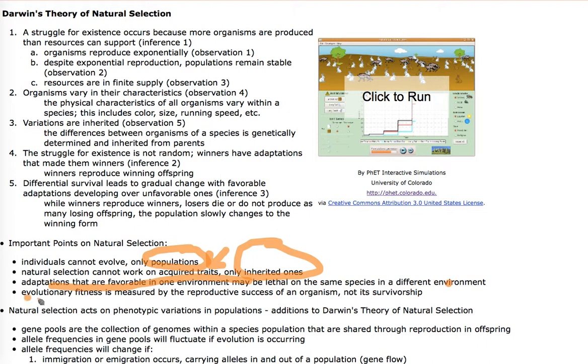And lastly, evolutionary fitness is measured by the reproductive success of an organism, not just its survivorship. So the phrase "survival of the fittest" is an incorrect summary of Darwin's theory. It's not survival of the fittest, it's reproduction of the fittest that is the story of Darwin's theory of evolution.